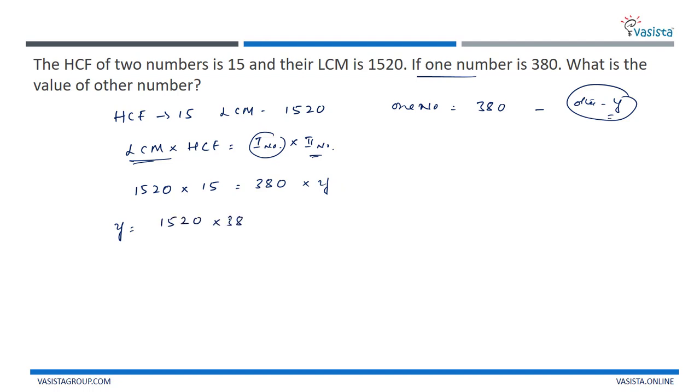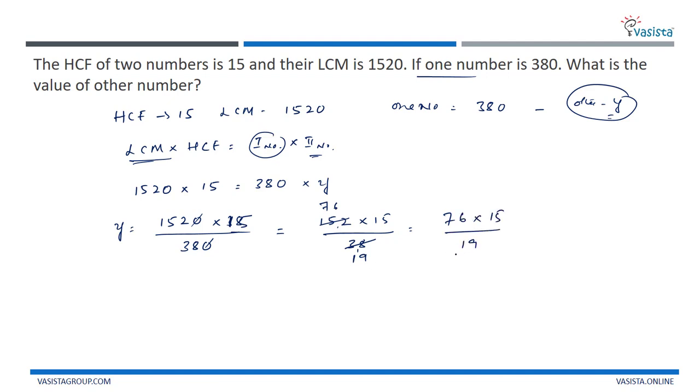So y is equal to 1520 into 15, divided by 380. Now simplify it, this and this will be cancelled. We are going to get 152 into 15, divided by 38. Let us work with dividing by 2. 2 ones are 2, 2 nines are 18. Now this I will cancel. 2 sevens are 14, 2 sixes are 12. This will become 76 into 15, divided by 19.